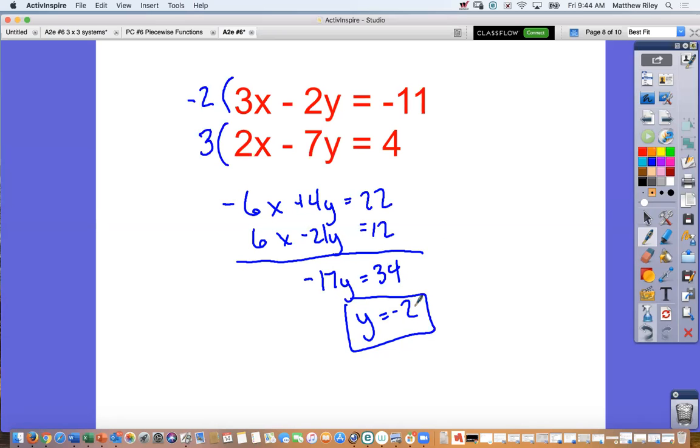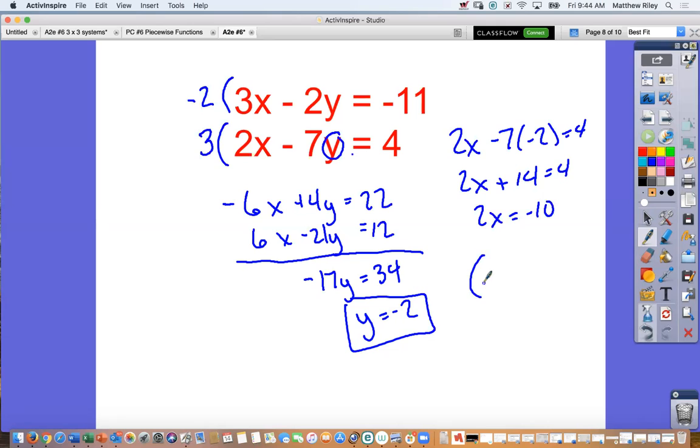Okay, so again, I can plug this into any one of the equations. I'm going to plug it into the bottom. Subtract 14. There you go. Any questions?